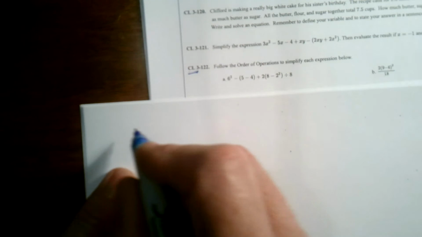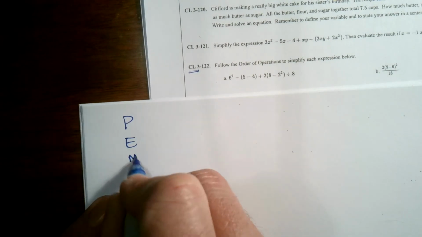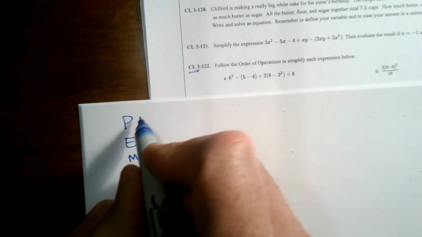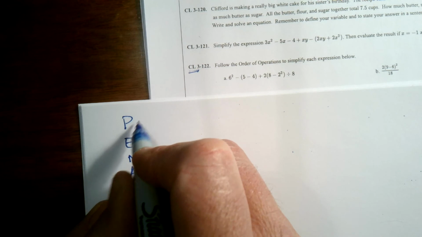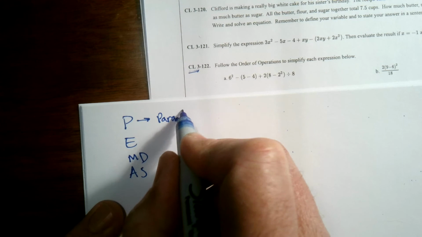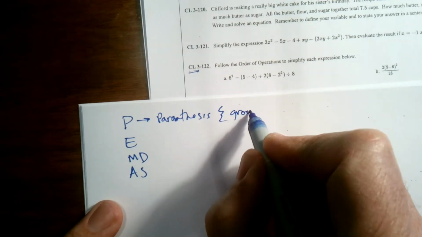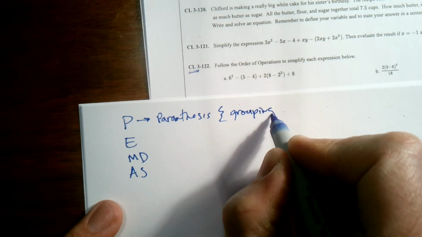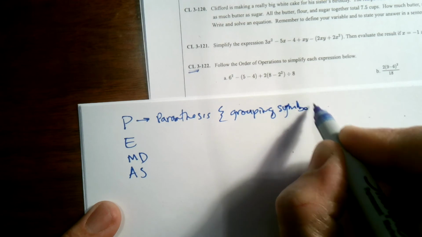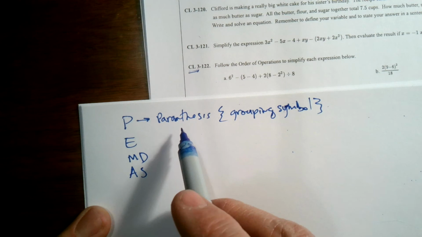Order of operations, I usually remember it by PEMDAS. And then I usually write it like this because PEMDAS is specific. You've got your first step. You're always to look for parentheses, and more specifically grouping symbols, because sometimes it's not parentheses. Sometimes it's brackets or braces or other things. So grouping symbols or parentheses.